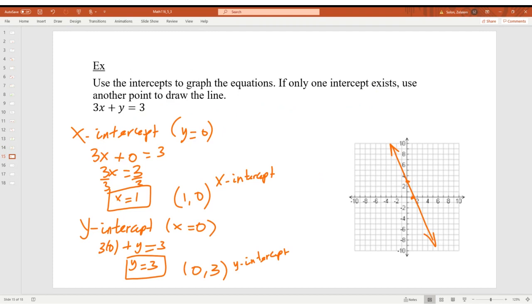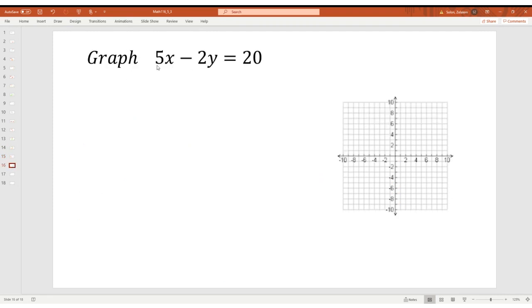So it is a similar question, and I'll give you 5 to 6 minutes, and I want you to tell me the x-intercept as well as the y-intercept. Then we'll graph it together. So next question: graph 5x minus 2y equals 20. So find the x-intercept. That means y equals 0. Y-intercept, x equals 0. Once you find those two, locate those two, and you graph the function.